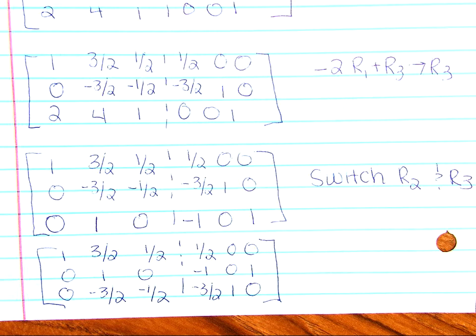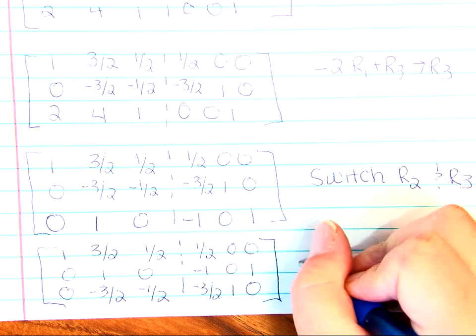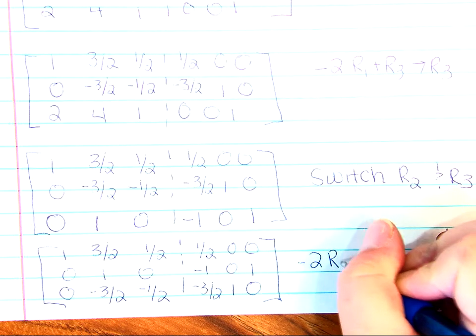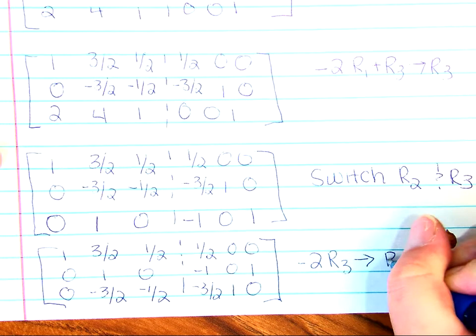Okay? So that kind of freaked me out to start. So what am I going to want to do? Well, there's a couple of different ways you can go about this. Okay? I am going to go ahead and choose to get a 1 right here. So I went ahead and got a 1 right there by taking this entire row times a -2. So that's the next thing I'm going to do. I'm going to do -2 row 3, and I'm going to make that my new row 3.